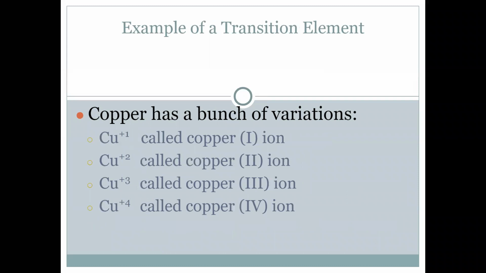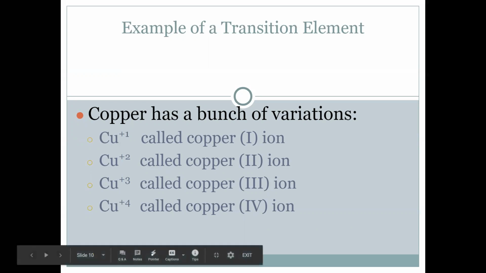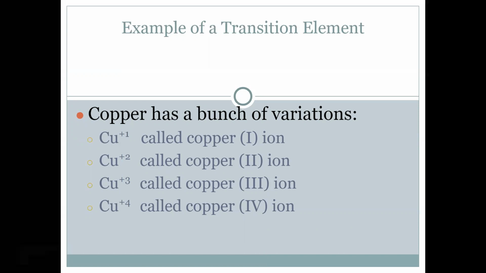Here's an example of a transition element. Copper is found in the D block. Copper could be a +1 ion, a +2 ion, a +3 ion, or a +4 ion. Again, it depends situationally on what's going on with copper and what it's bonding to at that given time. Not all the transition elements have this many variations, but some of them do. So be aware, if you're looking at a transition element, you cannot reliably say what charge it has unless you have more information.